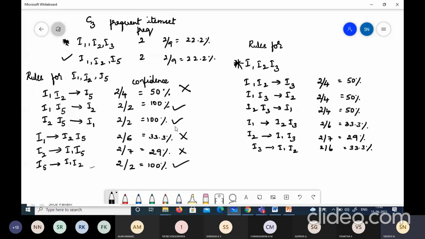So we have only 3 rules out of the problem we have solved today. A person who buys I1, I5 tends to buy I2, I2, I5 tends to buy I1, and the one who buys I5 tends to buy I1, I2 as well. So that's the problem. Fine. Any doubts with this?